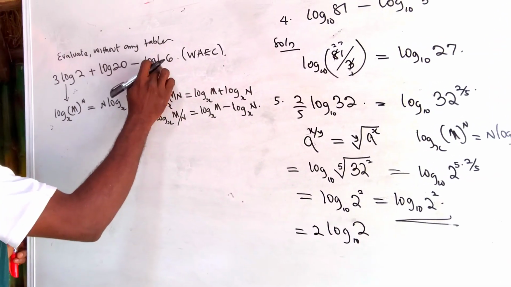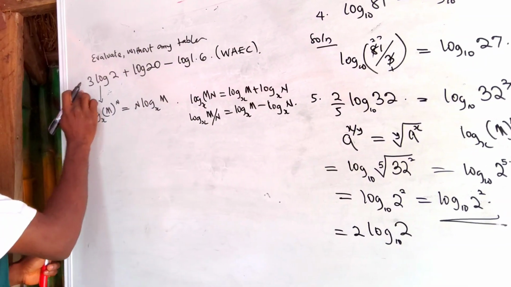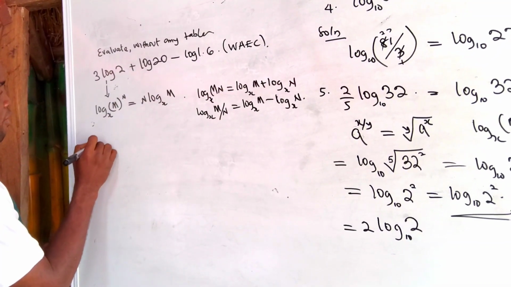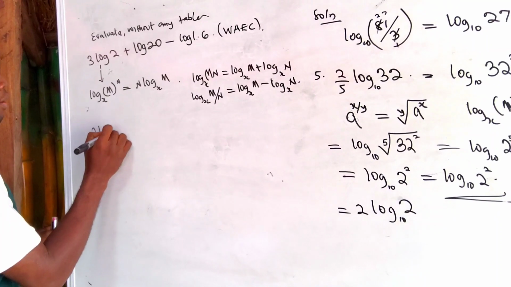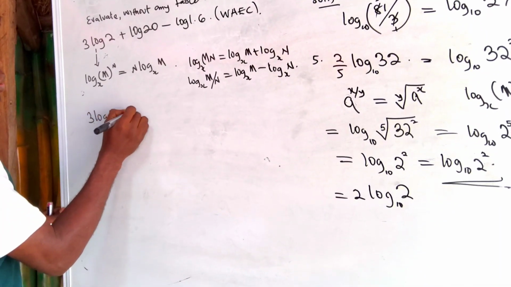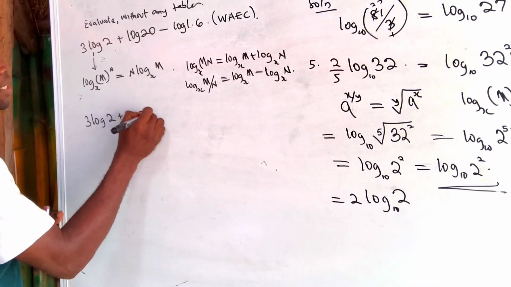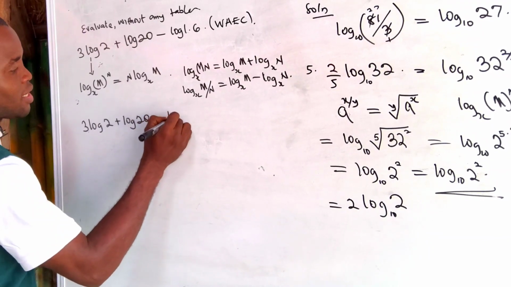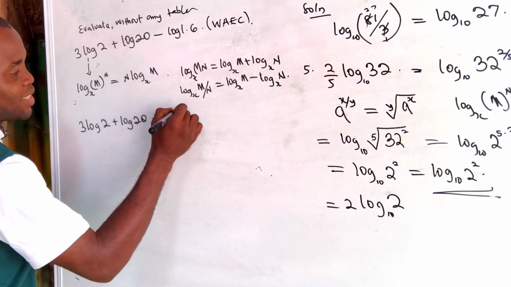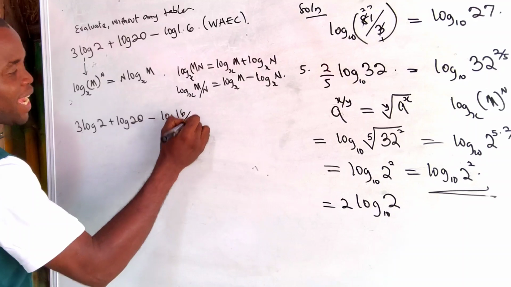So let's bring everything together here, knowing this 1.6 is the same thing as 16 divided by 10. To write this equation first, you have 3 log 2 plus log 20 minus log of 16 divided by 10.